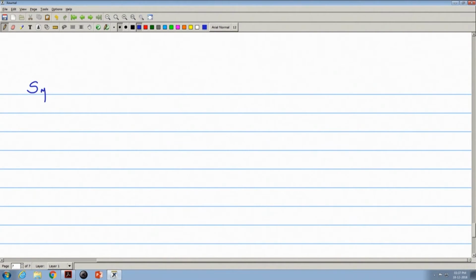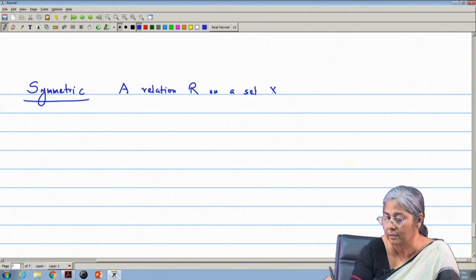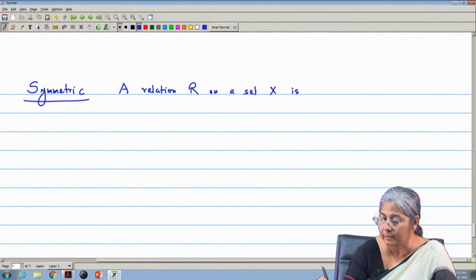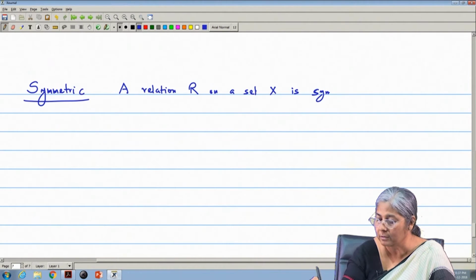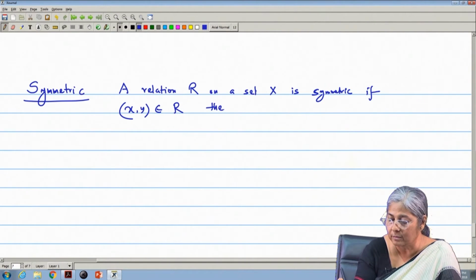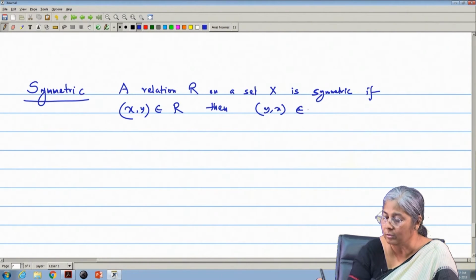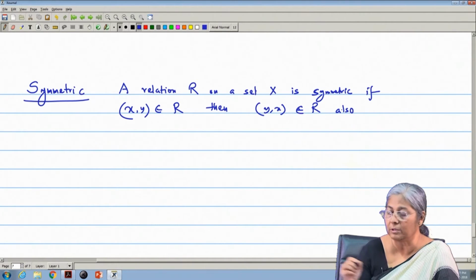Now, we see symmetric. A relation R on a set X is symmetric if (x,y) belongs to R, then (y,x) also belongs to R.